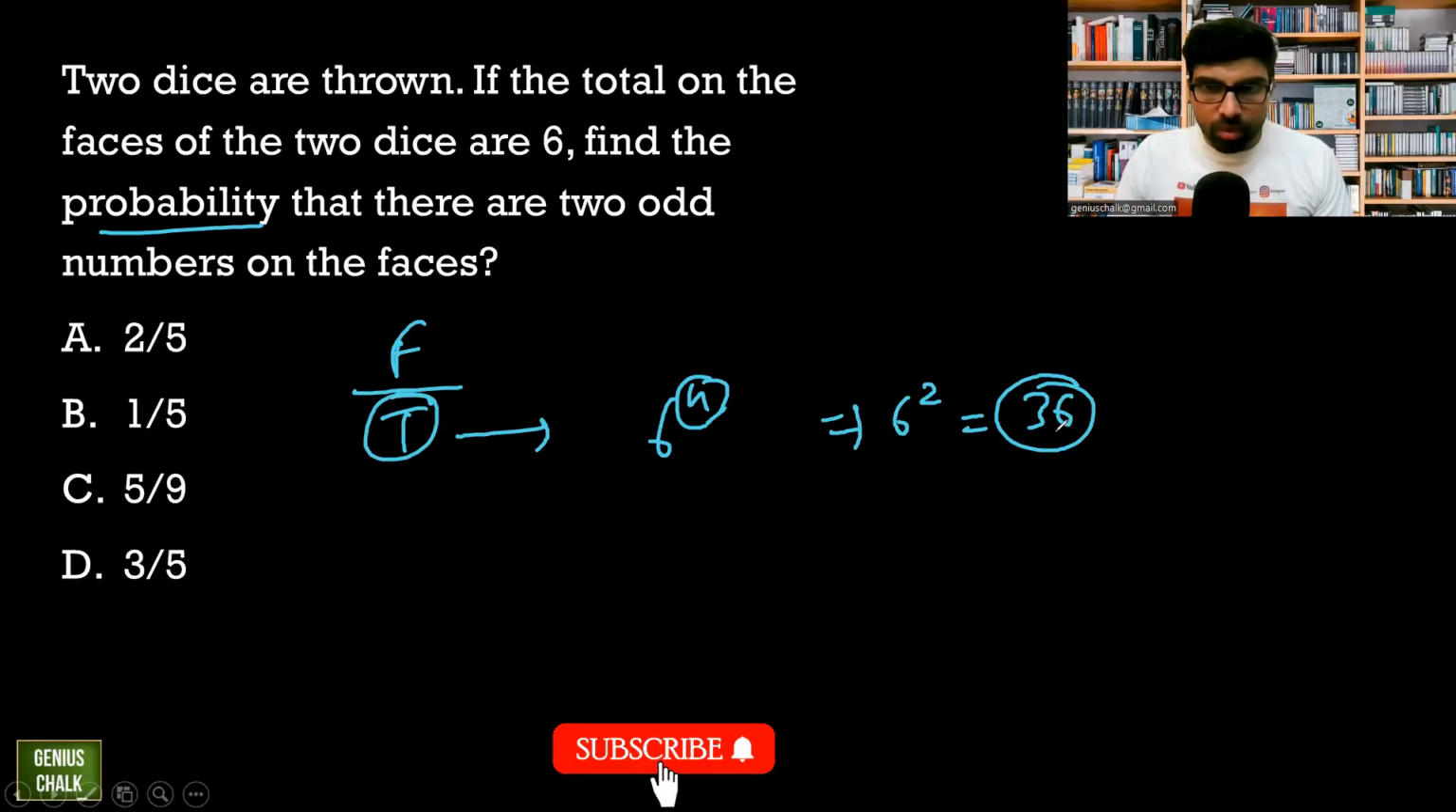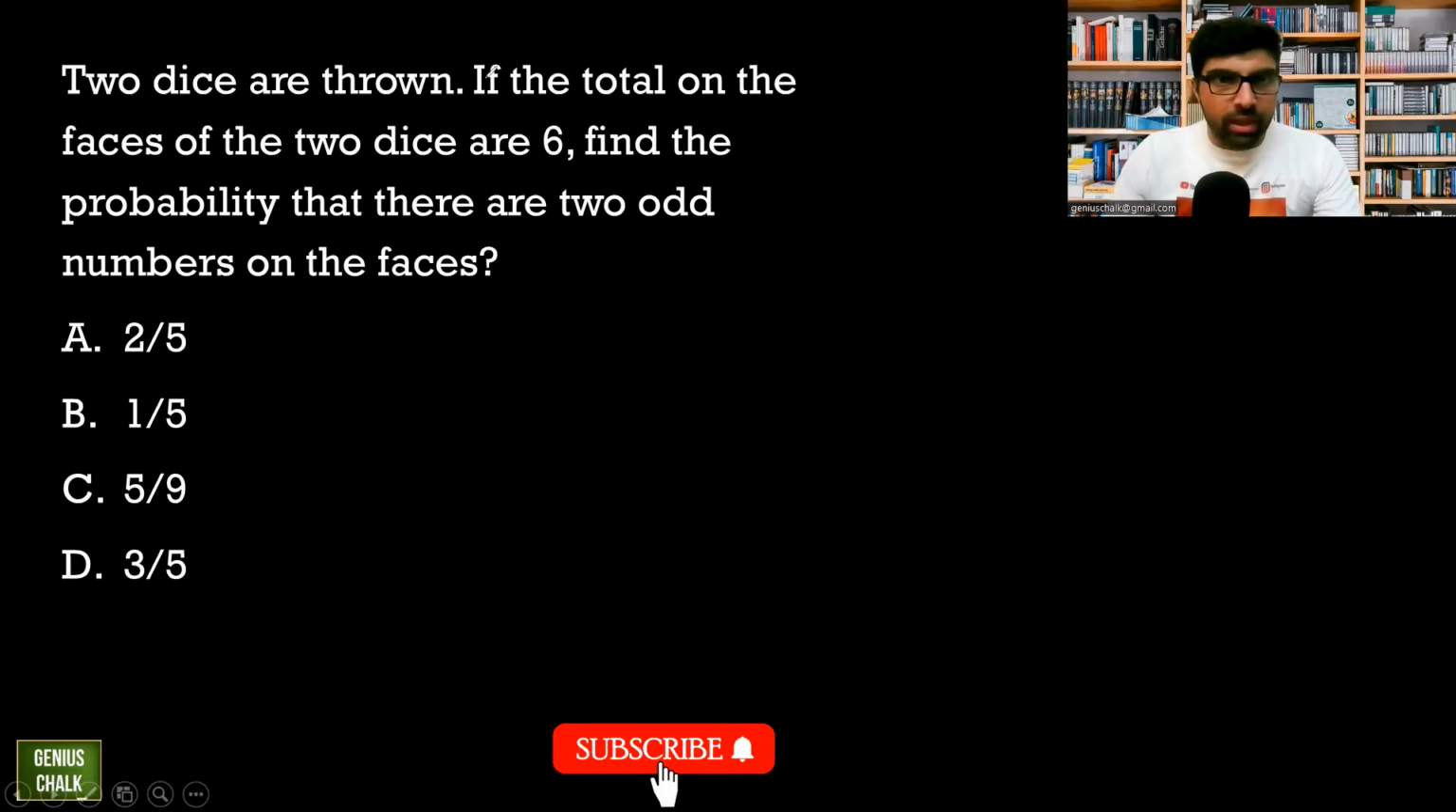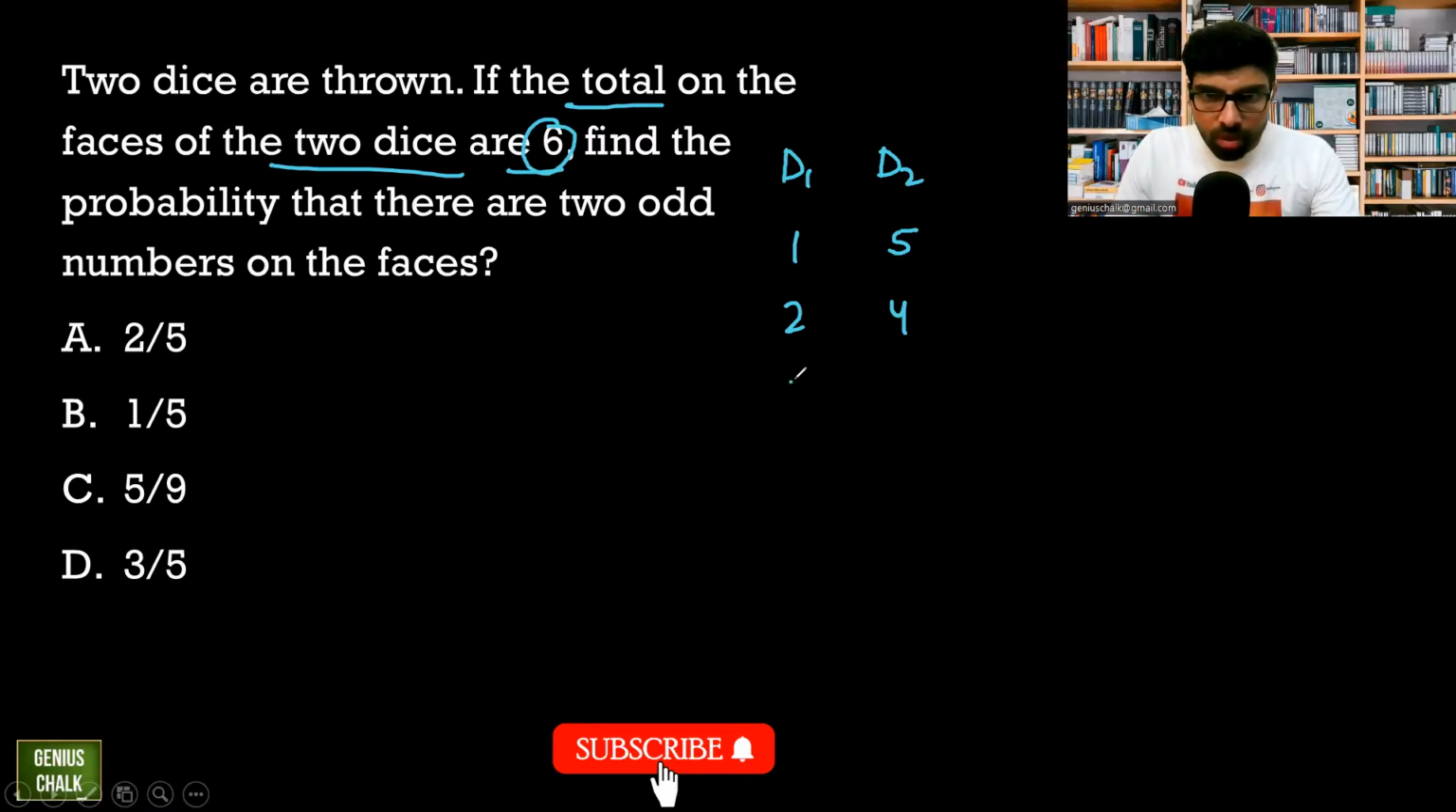So this is clear first, that in the denominator, it should be 36. That means when we cancel this denominator also, the option that will come is a factor of 36. First, the total cases are clear. Let's see the remaining part. The total on the faces of the 2 dice is 6. Now, we have to make a total of 6. So how can we make a total of 6? It will be 1 on the first dice, dice number 1, dice number 2, then 2, 4, then 3 and 3, then 4 on the first, 2 on the second, and 5 on the first, 1 on the second. So how many cases are there? There are 1, 2, 3, 4, 5.